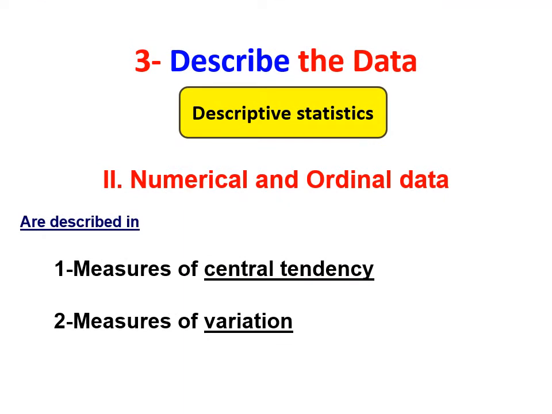How to describe the numerical and ordinal data? They are described by a measure of central tendency and a measure of variation.